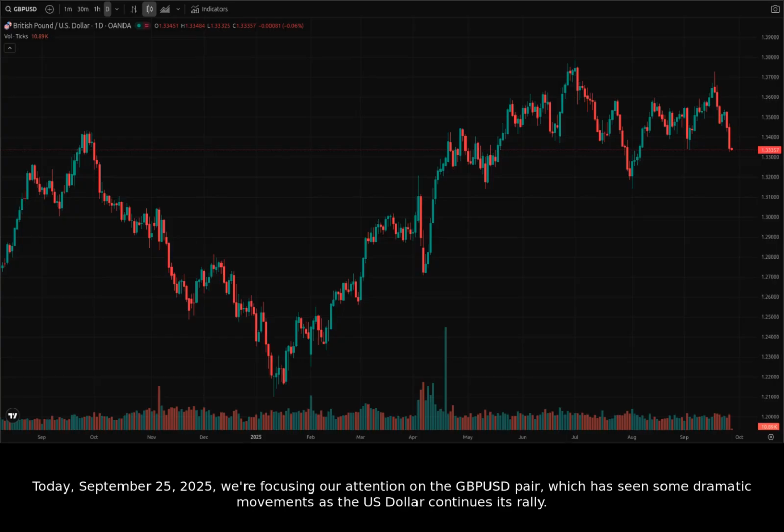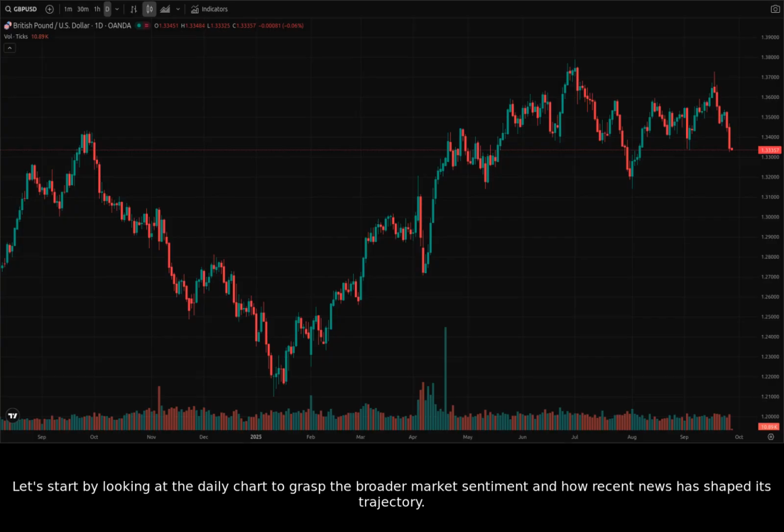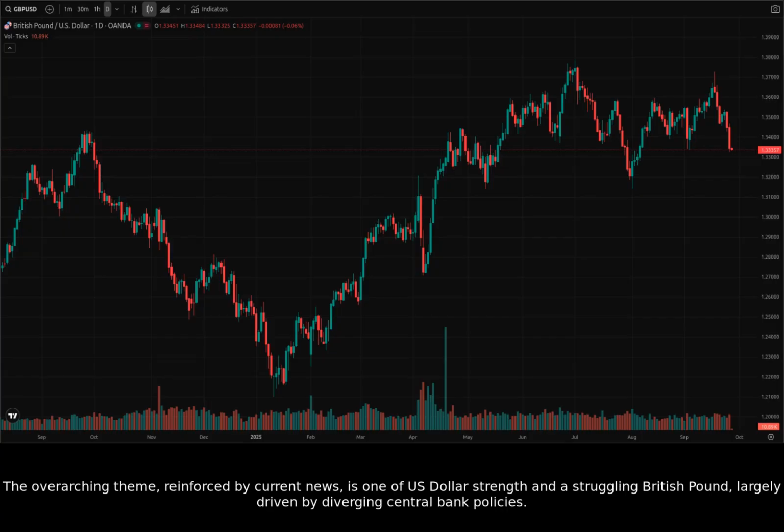Today, September 25th, 2025, we're focusing our attention on the GBPUSD pair, which has seen some dramatic movements as the US dollar continues its rally. Let's start by looking at the daily chart to grasp the broader market sentiment and how recent news has shaped its trajectory. The overarching theme, reinforced by current news, is one of US dollar strength and a struggling British pound, largely driven by diverging central bank policies.